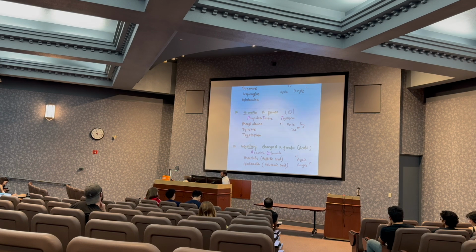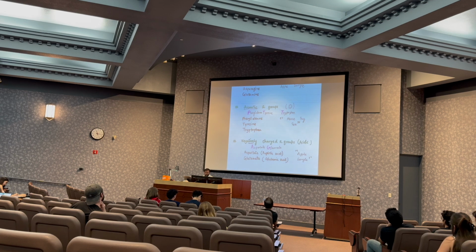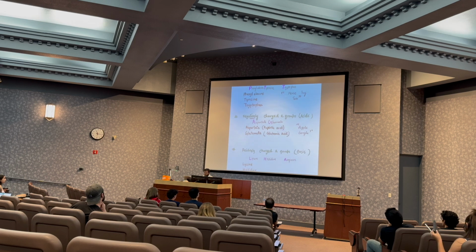I think I'm clear up to here. Can you repeat after me once for aromatic amino acids? P for phenylalanine, T for tyrosine, and T for tryptophan. PTT is for aromatic amino acids. I'll go again with Apple and Google.